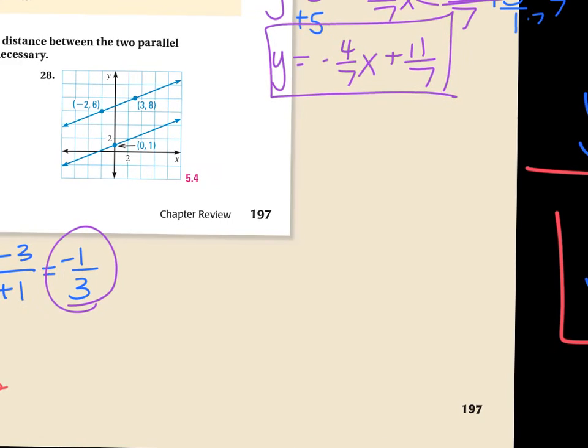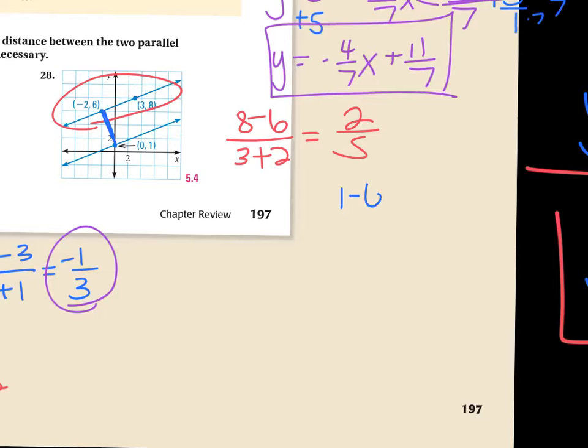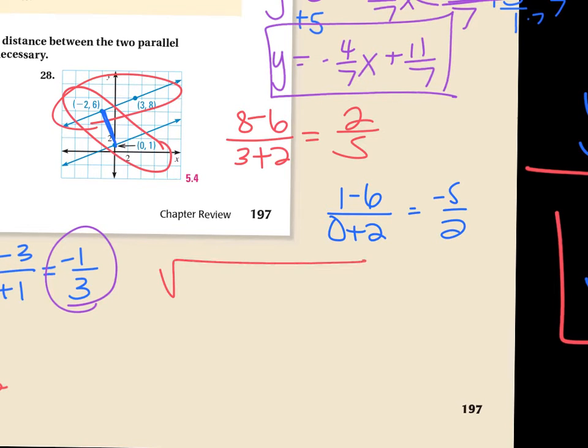Do the same thing over here. The slope of this line would be 8 minus 6 over 3 minus a negative 2, which is 2/5. The slope of this segment here, 1 minus 6 over 0 minus a negative 2, is negative 5 halves. So it is perpendicular. To find the distance, I'm going to do the distance formula using those 2 points.